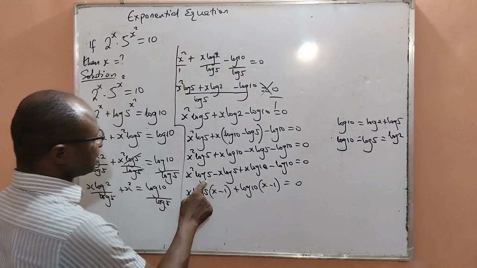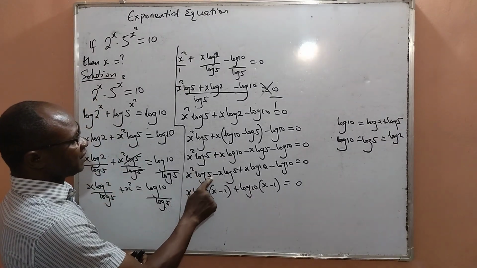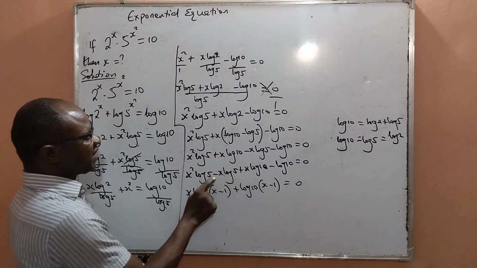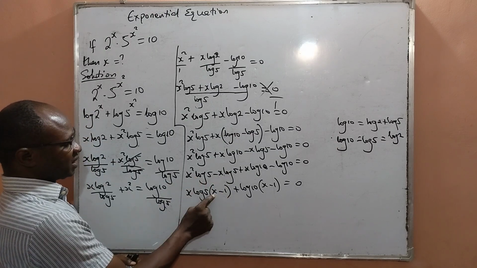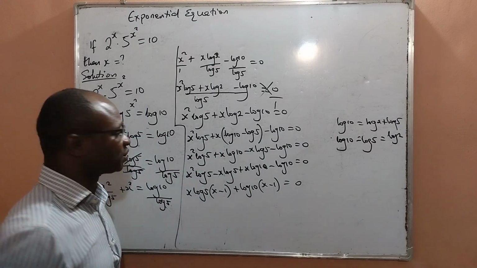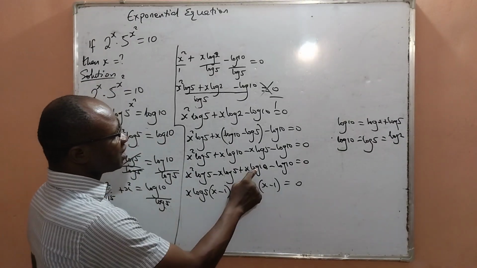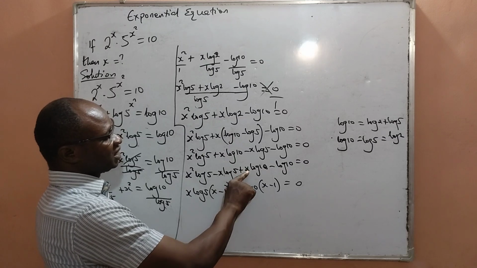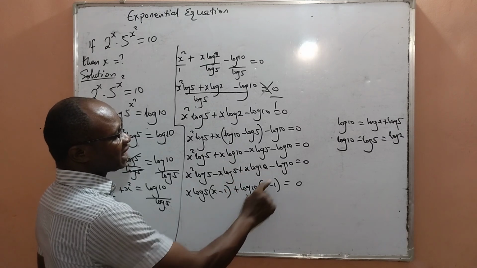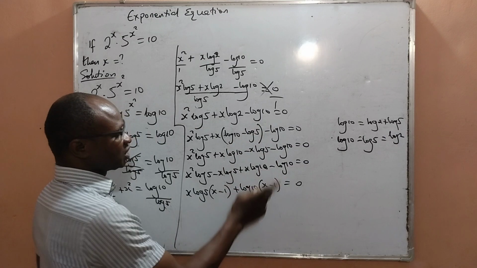What I have done is that in this place I have x squared log 5 minus x log 5. So I factored x log 5 outside. This place is remaining 1 and here is remaining x, since x is raised to power 2. Also, this place log 10, I factored it out. Left with me is x, this x, and then minus 1. So this is what I have.